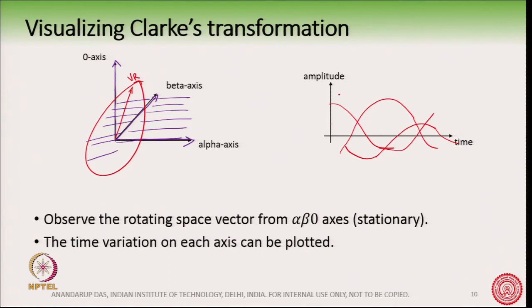And this is what this is. This is the projection on the alpha axis with time, this is the projection on the beta axis, and maybe this is the projection on the 0 axis with respect to time. So, these are the alpha beta 0 components. This we will term as I alpha t, this as I beta t, and this as I 0 t with respect to time, where the actual space vector is rotating in the 3-dimensional plane.